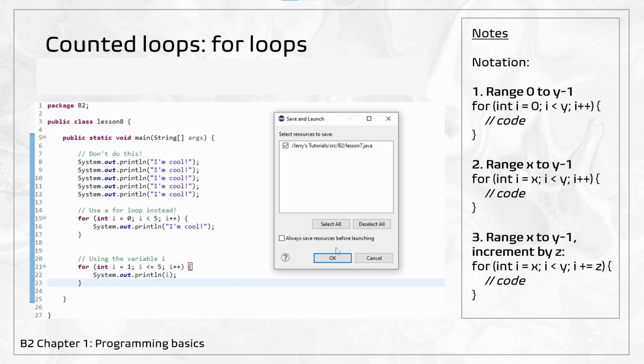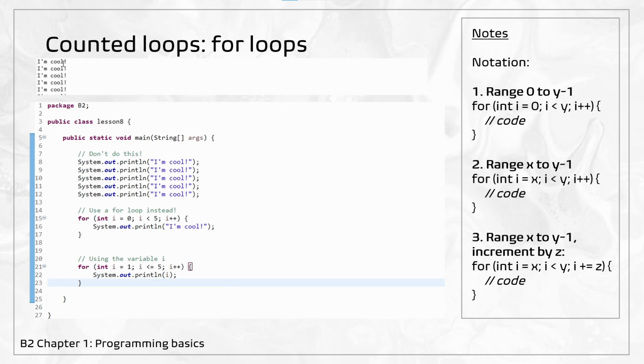If we now run this program, we can first see all of these "I'm cool" messages over here, but we can also see the numbers 1 to 5 printed in order. Here, you can change the number that the loop repeats up to, so let's just change this to 10, or we can change the starting number, like we can start at 3, or we can change the increment. So let's make this increment by 2 each time.